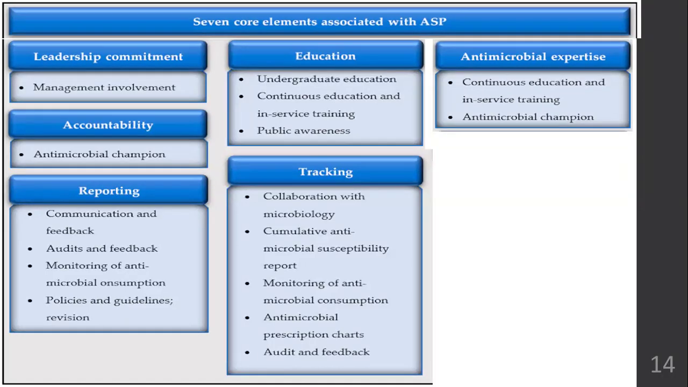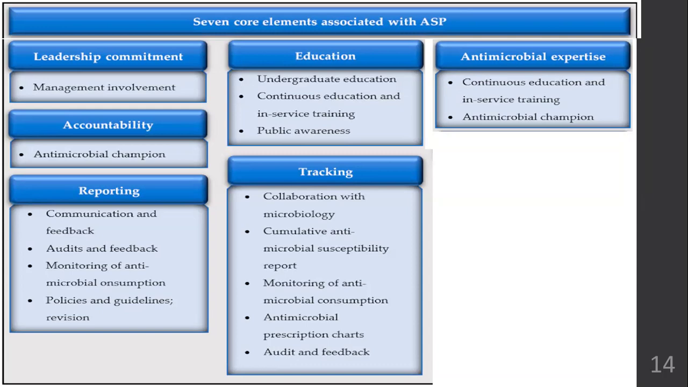Then antimicrobial expertise or drug expertise. A single pharmacist leader should be in charge of this, who should be responsible for working to improve antibiotic use. They also have to make sure that all the clinicians are undergoing their continuous education and in-service training regarding the same.